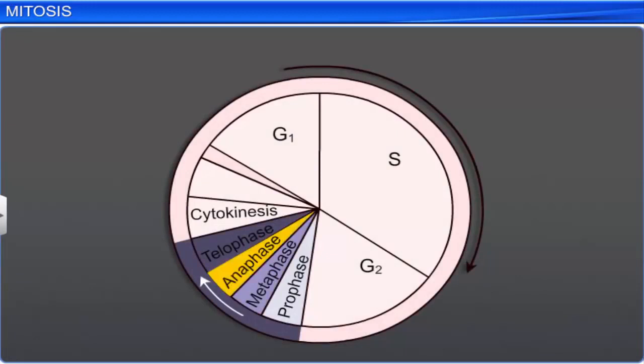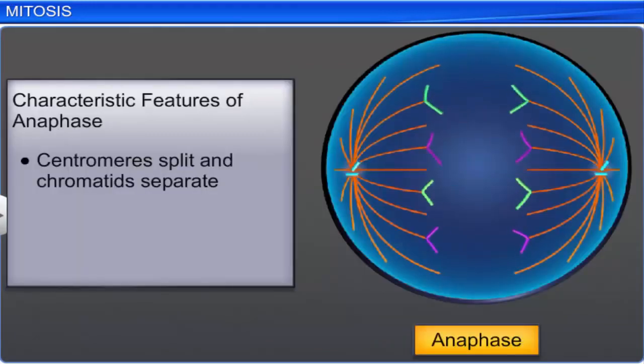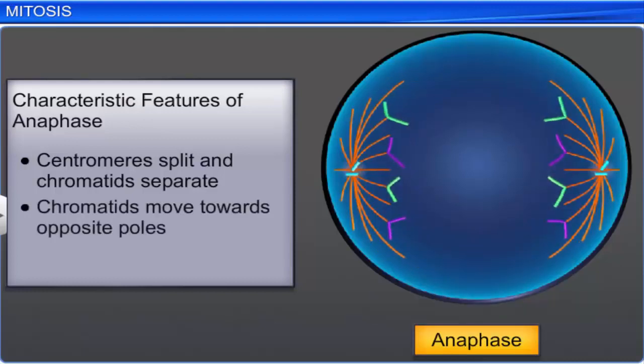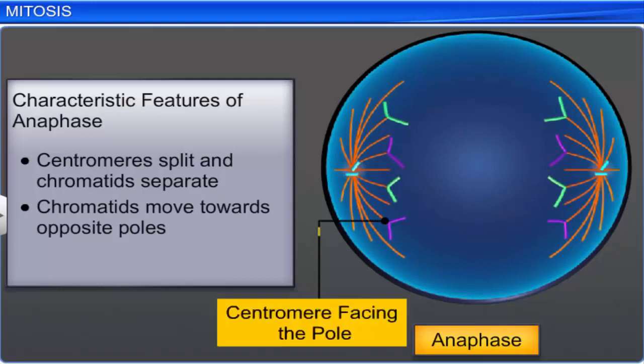At the start of this stage, the centromere of each chromosome splits simultaneously and the chromatids separate. These daughter chromatids are the chromosomes of the future daughter nuclei. The chromatids then slowly move towards opposite poles. The centromeres of the chromatids face the pole and are at the leading edge, while their arms trail behind.